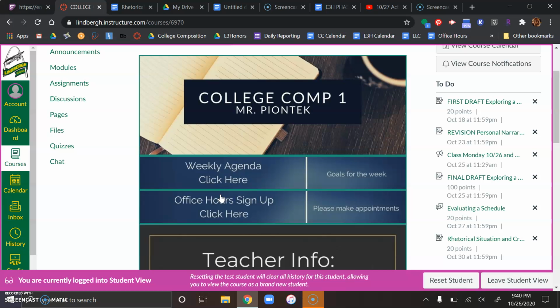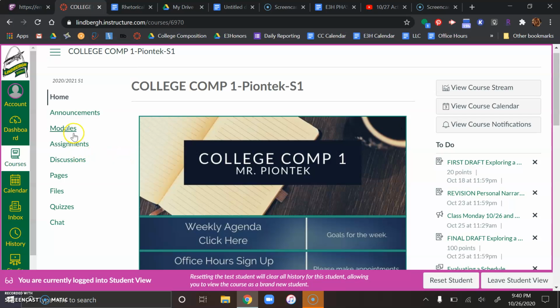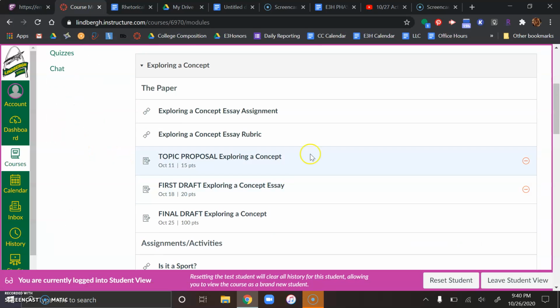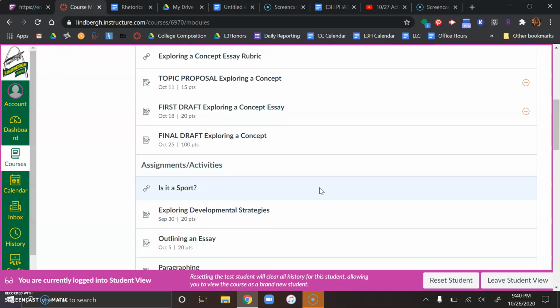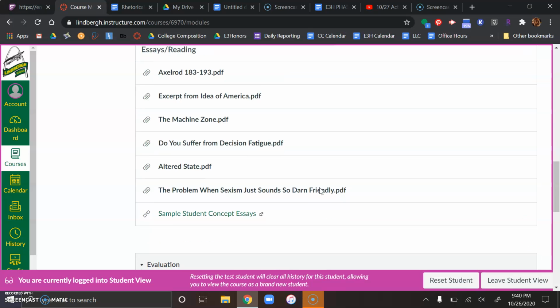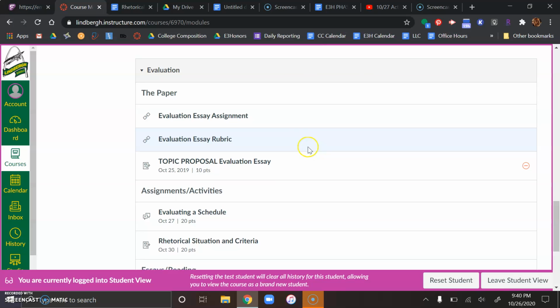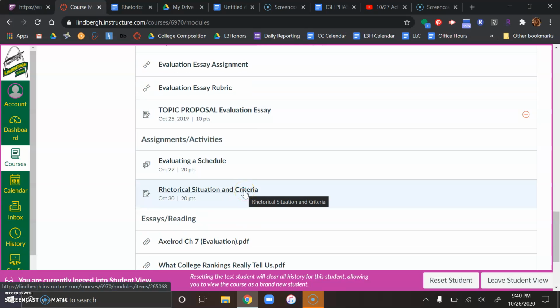Now, the next activity that I'm going to have you do, you can find by going to Modules. When you scroll down to Exploring a Concept, the next activity that you have, oh, hold on, there it is, under the Evaluation Essay, is going to be looking at rhetorical situation and criteria.